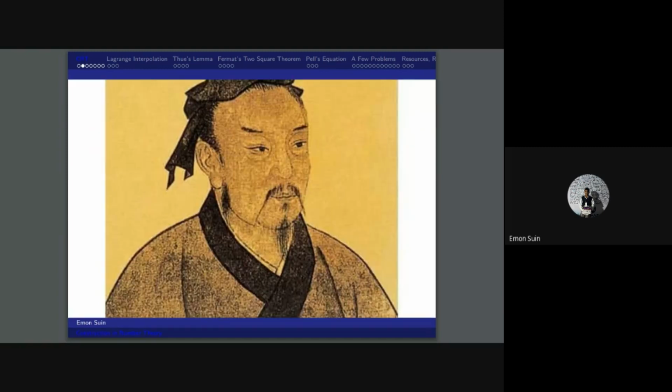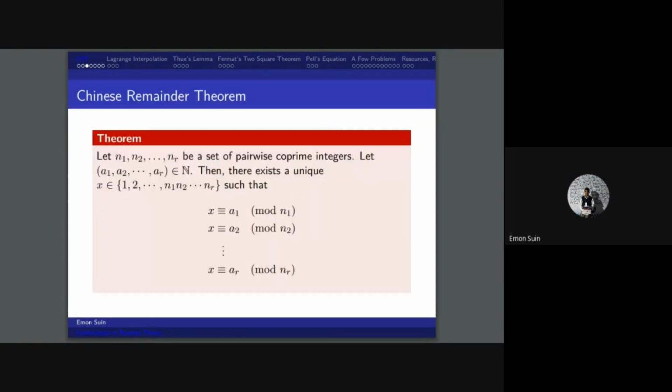So can anyone say what is the statement of the Chinese remainder theorem? Okay, so what it states is basically something like this.